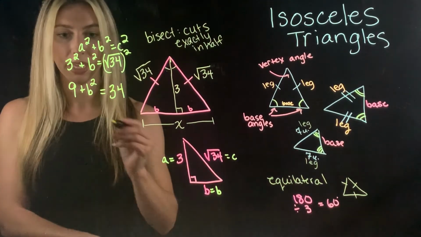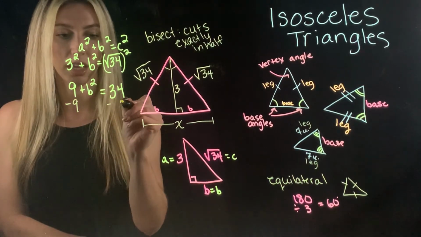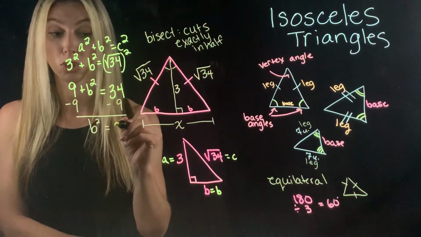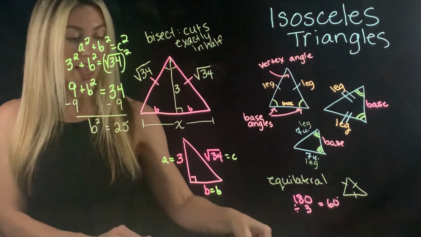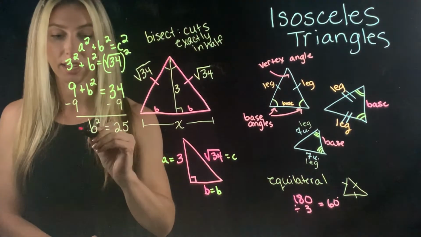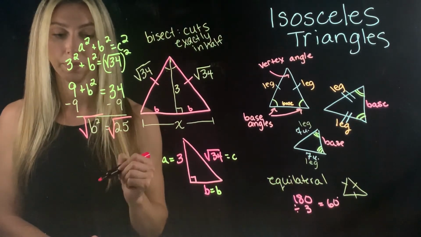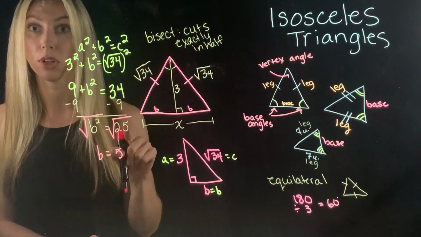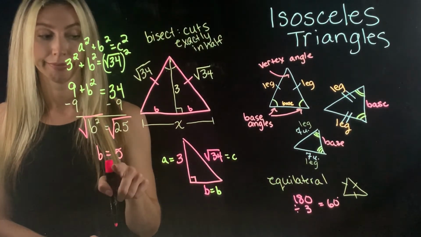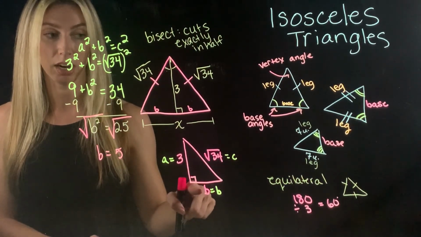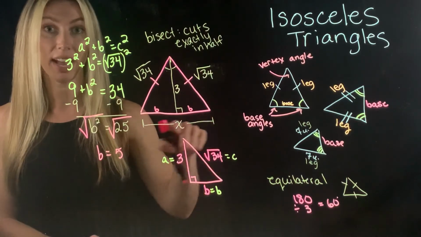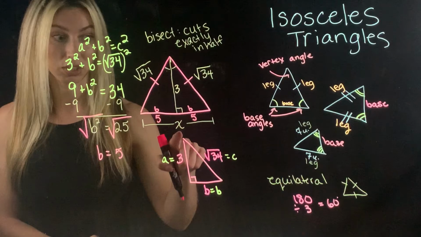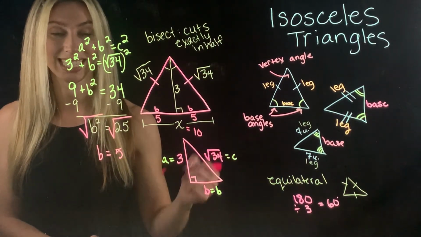And my next step is to move the 9 to the other side. And I'm going to get that b squared is equal to 25. And then my last step is going to be to square root both sides. So I'm going to end up finding out that that b is actually equal to 5. So this is 5 right here. So when I'm going to solve my final problem, I know that that's 5 and that's 5. So the x they're asking me about is 10.